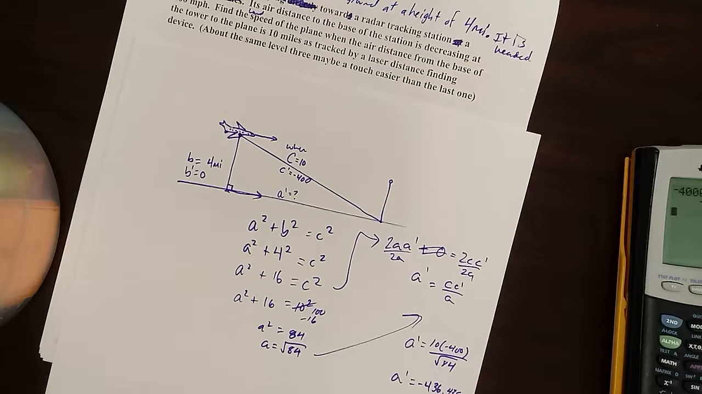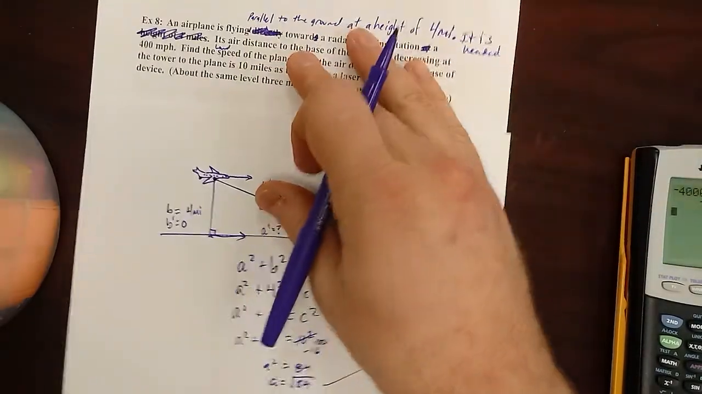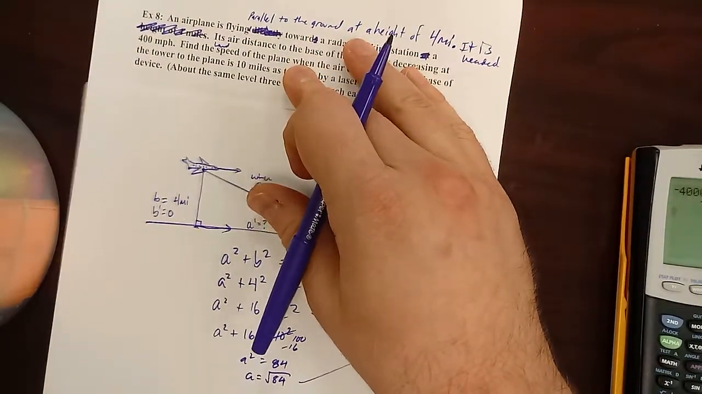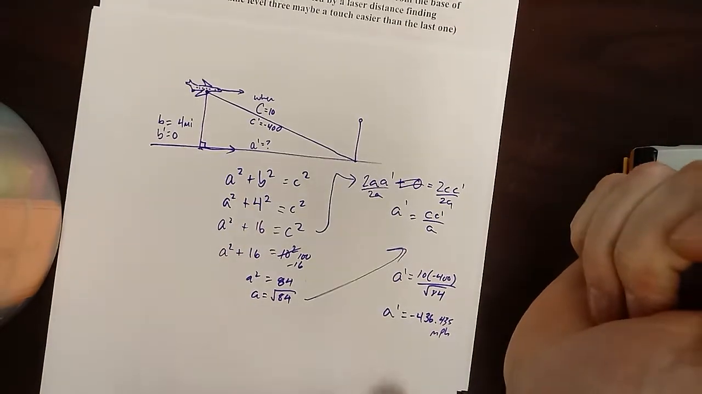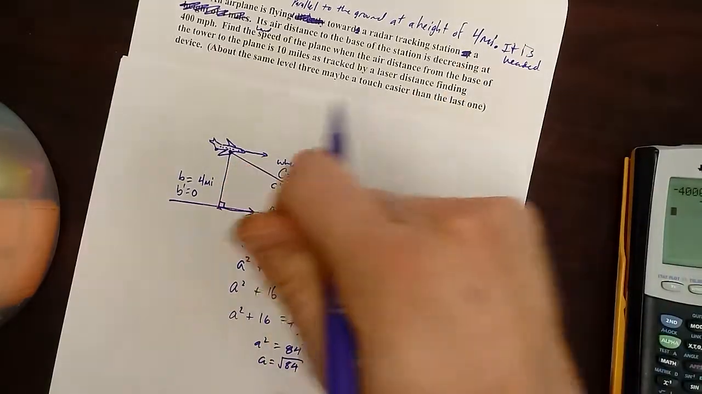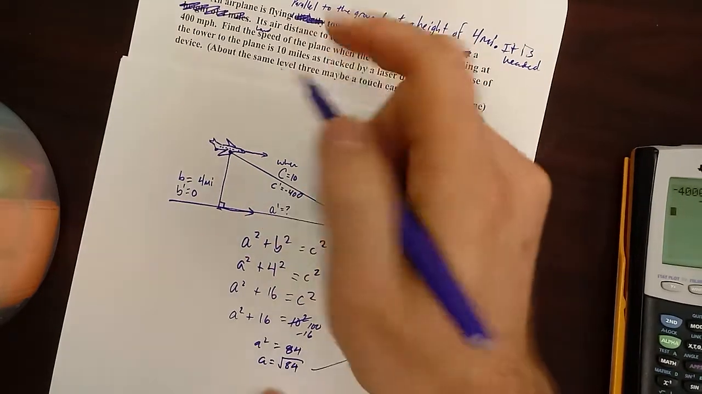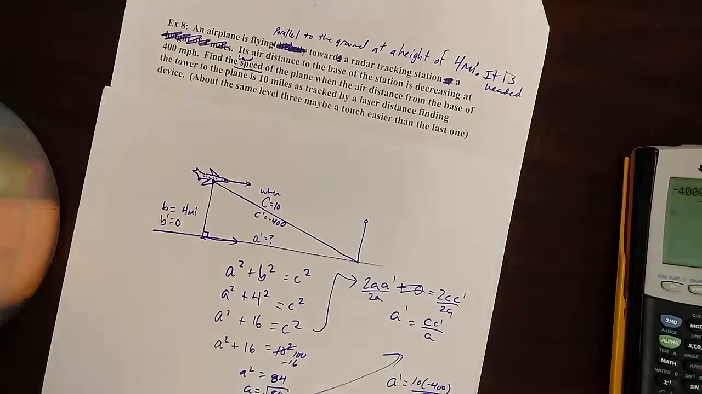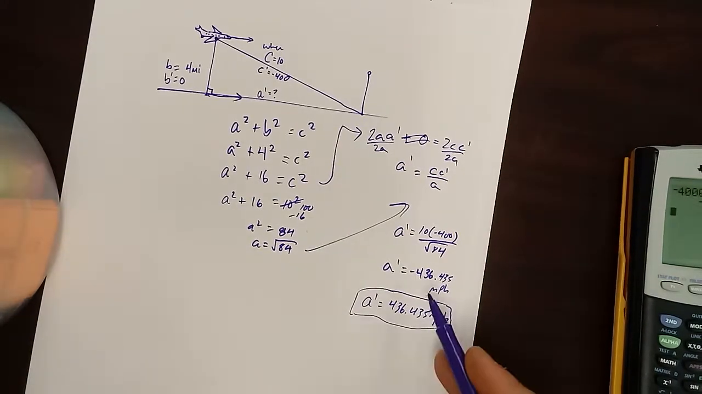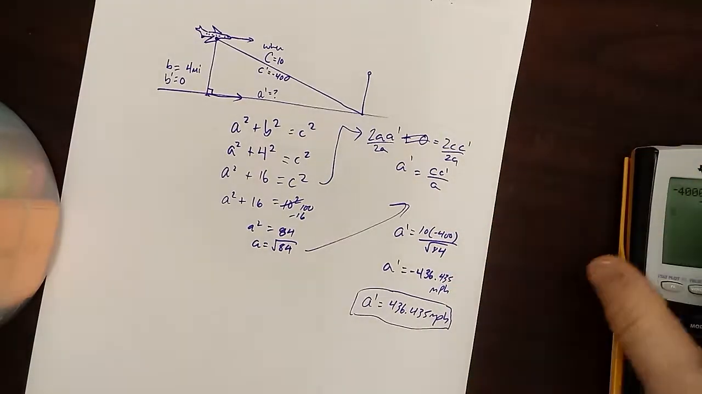All right, now I need to make sure that I actually answered this question, because my uh-oh detector went off in my head and I was like, wait, a negative number, that means that side is shrinking. What's the question ask? The question says find the speed. Speed's always positive, so I need to say A prime is equal to 436.435 miles per hour. Minor, but that little dash makes a difference between correct and not correct.